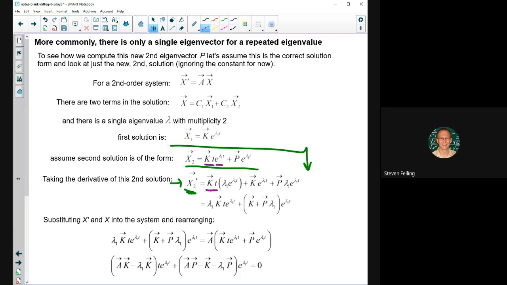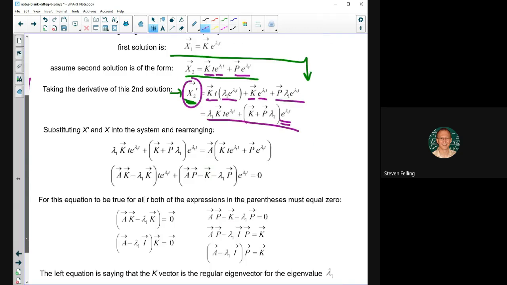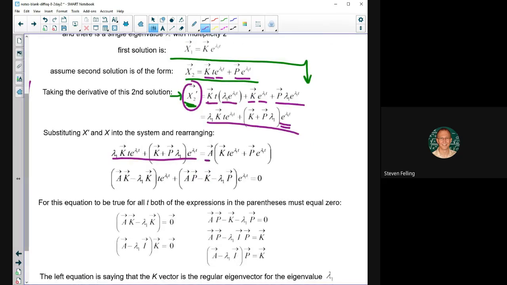So kt first times the derivative of the second plus the second times the derivative of the first. And then this doesn't require product rule to take the derivative. We just take the derivative of the exponential, which multiplies by the lambda. Rearranging the terms a little bit, we can pull off the kt separate, just to factor out this lambda over here. If we then substitute this in for x in the system, that's going to equal A times the original x. So here is x prime equals the coefficient matrix times x. That's substituting back into the system.